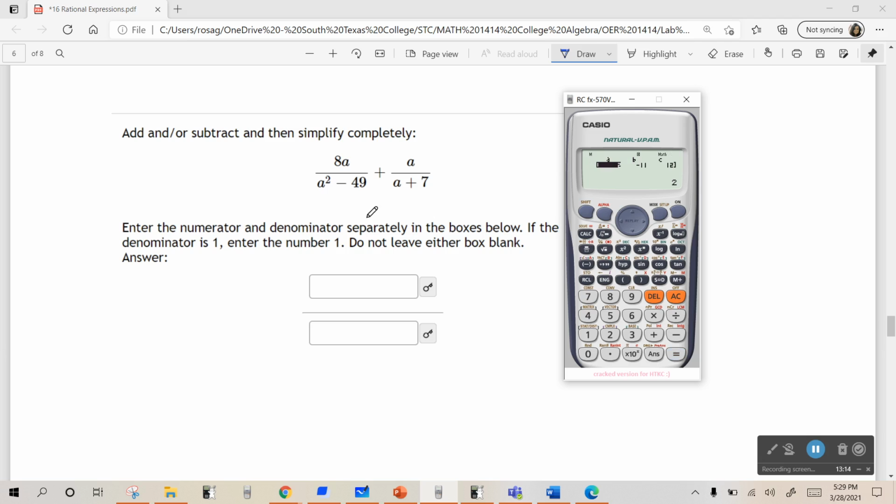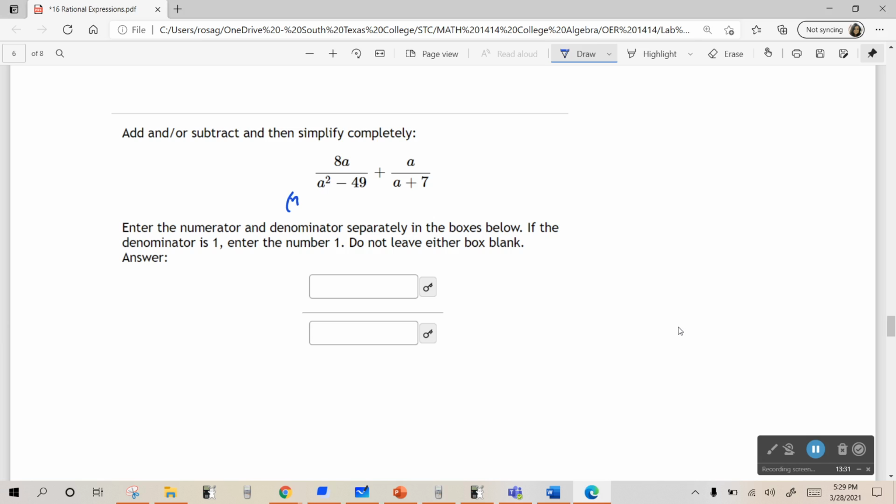So like for this one, my A would be 1. My B, because I don't have anything, would be 0. And then my C would be negative 49. This is a difference of squares. You're going to get 7 and negative 7. So when it comes to factoring, I will write it as the positive 7 would be x minus 7. And then the negative becomes a plus 7.